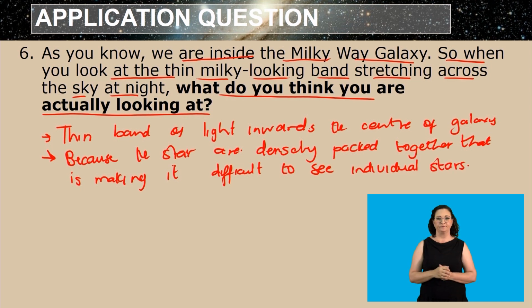Okay, this is what you are looking at night. You are looking at the thin band of light. Because there is the thin band of light, the haze or band of light, you cannot actually see the individual stars because of that, okay?